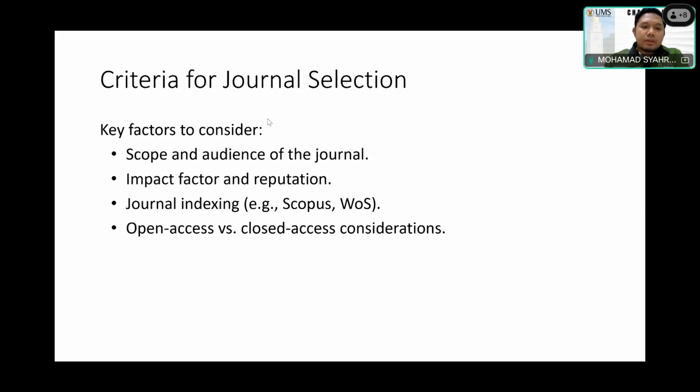This I think I mentioned before: scope and audience of the journal, impact factor and reputation, journal indexing. Please look at it, Scopus and Web of Science. Open access versus closed access considerations.